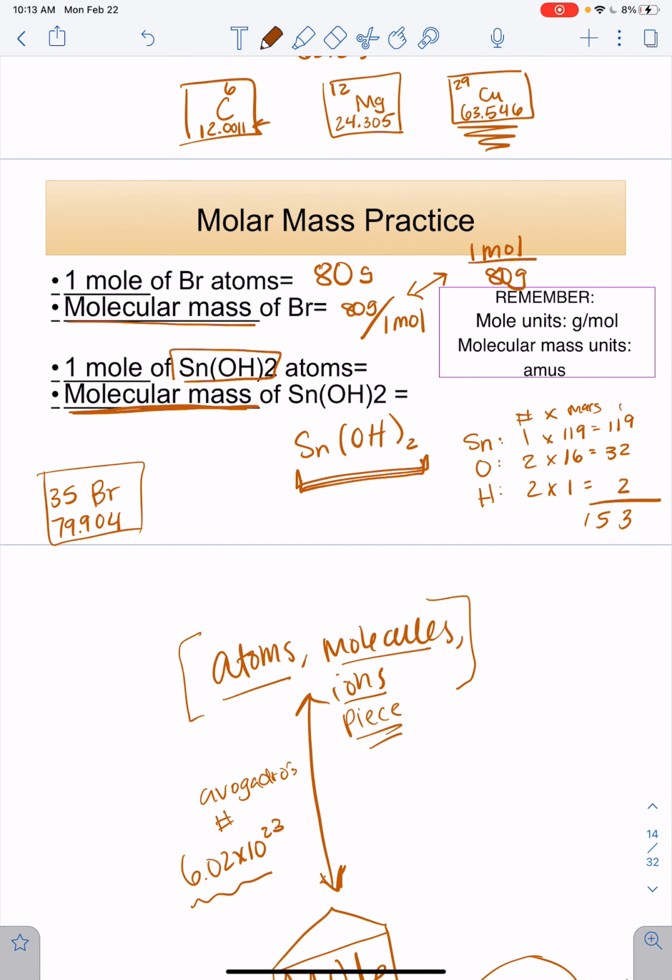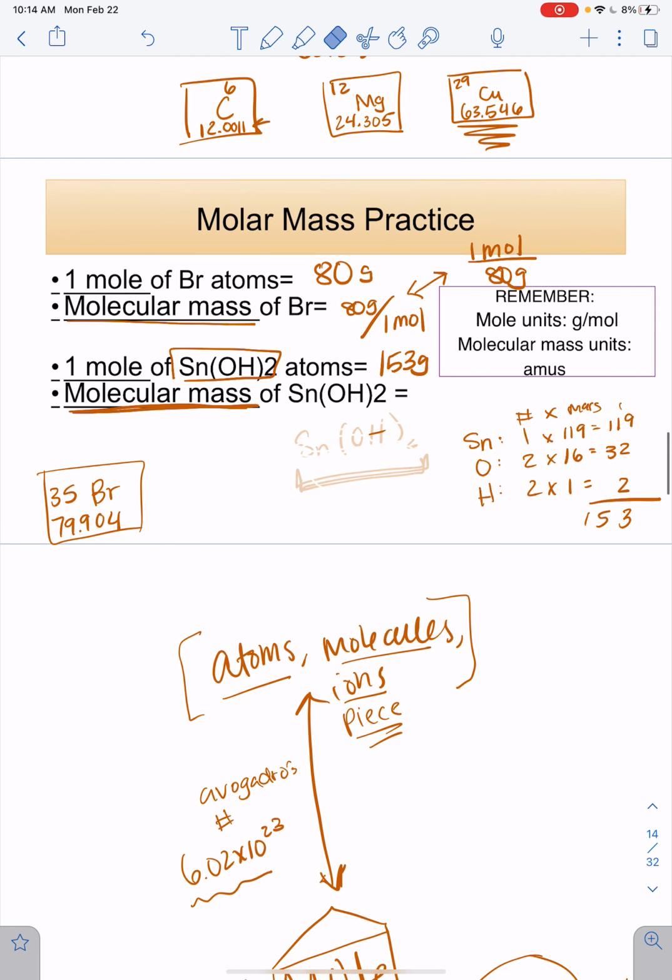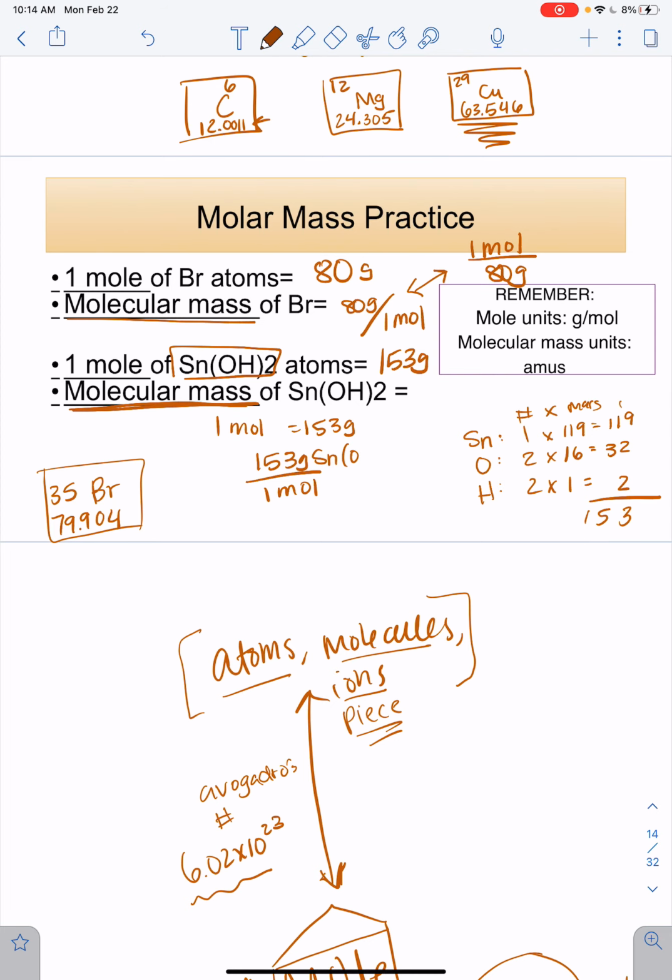So 1 mole of Sn(OH)2 is going to equal 153 grams, okay? The molar mass, the way that we can write this, the way I just taught you, is if 1 mole equals 153 grams, we can rewrite this as 153 grams over 1 mole. And don't forget to keep Sn(OH)2 with it. Okay, so that's how you find the molar mass of a compound.